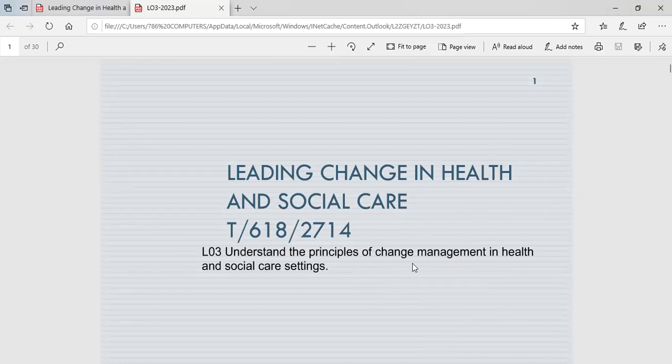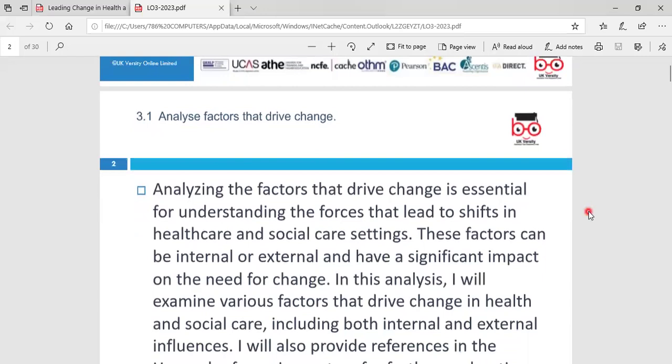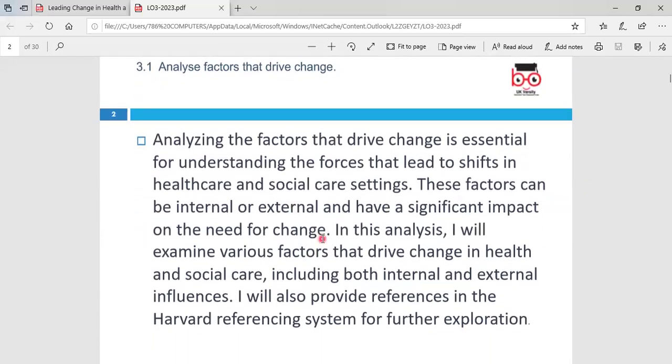As I said, when you're talking about change, that change has to be managed. It has to be sustainable also. So what are the principles that address these factors? There are certain factors that have to be analyzed.